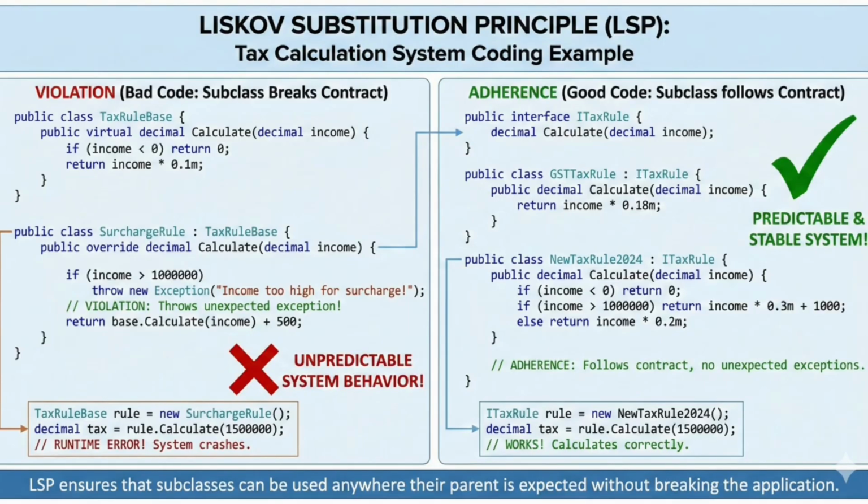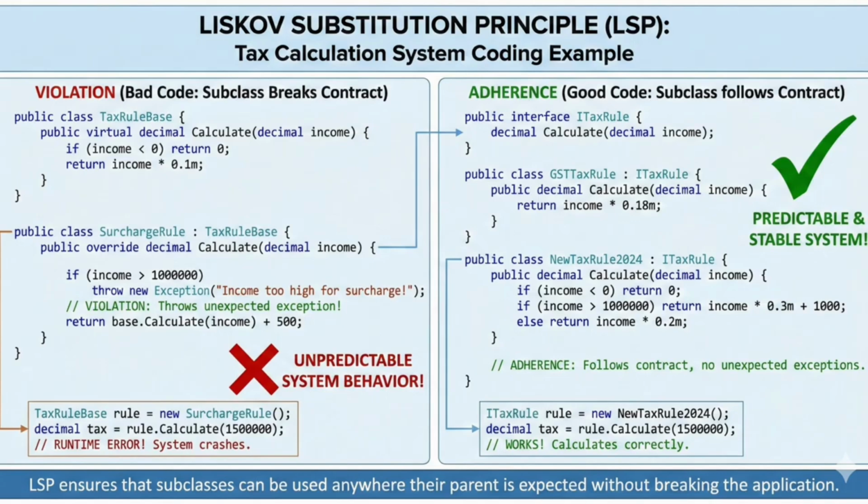Now let's understand the Liskov substitution principle using a tax calculation system example. On the left side, we see a bad design that violates LSP. We have a base class called TaxRuleBase with a calculate income method. It calculates tax safely for valid income values.